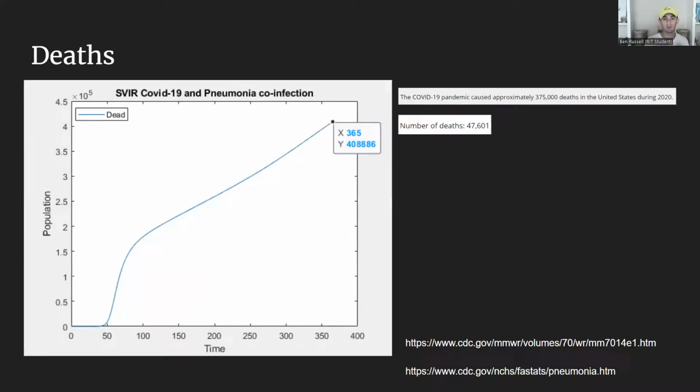Deaths are also very accurate. The amount of deaths that were predicted by our model is almost 5,000 away from what was actually recorded in the United States, which our model is based off of, because that is what's most easily available to me. And there is a whole lot of it on the CDC website.